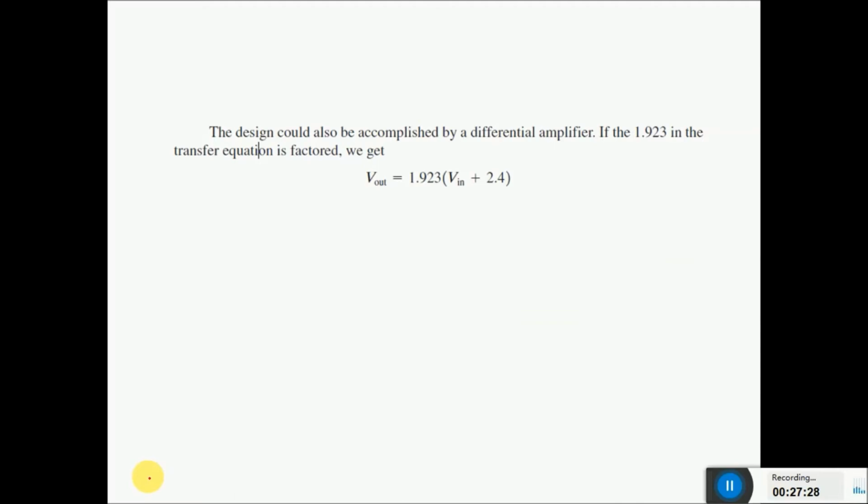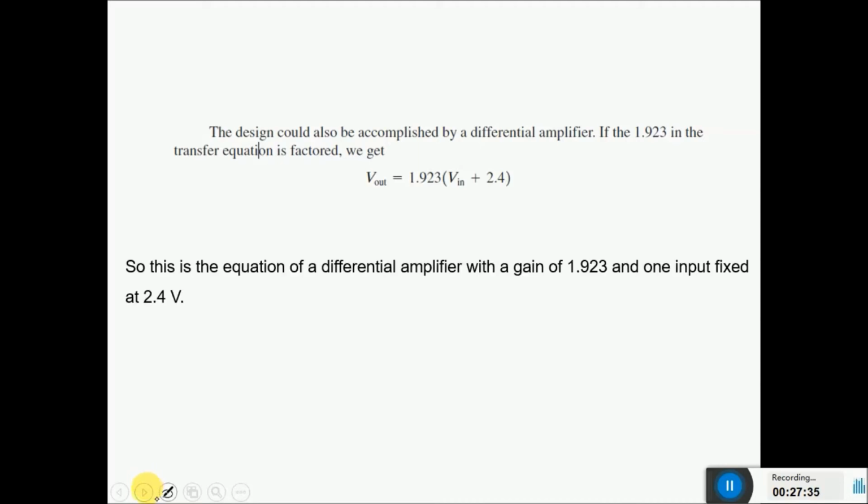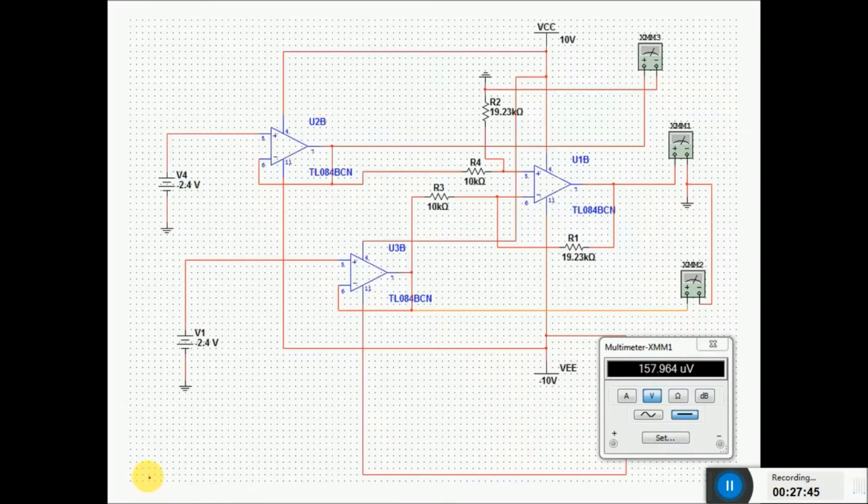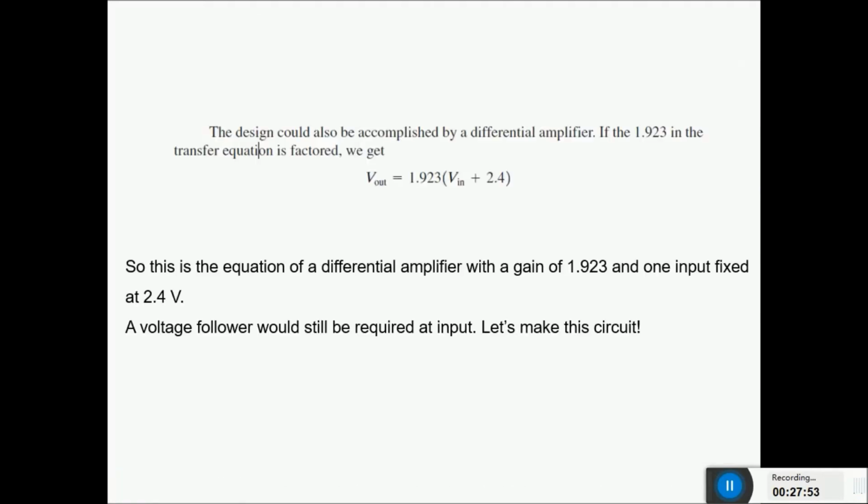If the design has to be accomplished in a different way like we did in our previous example, we can take the 1.923 gain as common and we can implement it in the way that we already did. So a voltage follower would still be required at the input, and let's make this circuit, and this is the simulation of the circuit that was implemented using this equation number 2.